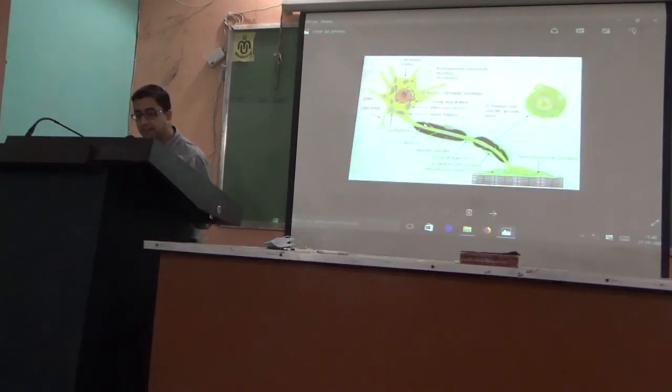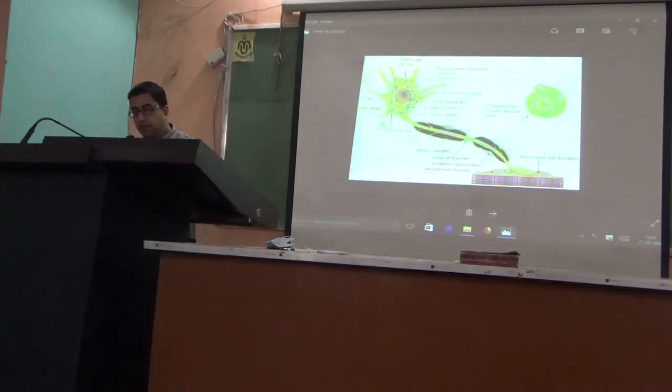Neurotransmitters which are synthesized, we'll talk about neurotransmitters in detail in further classes. Neurotransmitters are synthesized in the soma and are transported in the axoplasm by means of axonal flow to the synapse. So the neurotransmitters are transported in the axoplasm from the cell body, that is the soma.